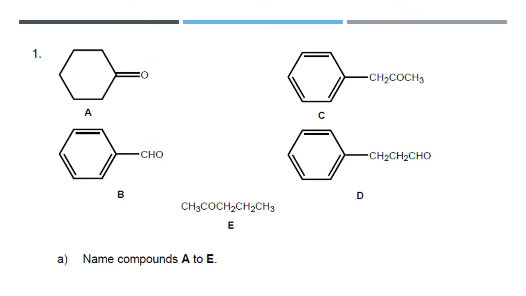Okay, you are given 5 compounds A, B, C, D, E, and you need to name each of them. The first compound has a cyclohexane, and one carbon has a carbonyl group, meaning the carbonyl carbon is inside the ring. So this is not a benzene. It doesn't have any alternate double bond. This is a cyclohexanone. Okay, let's write that down.